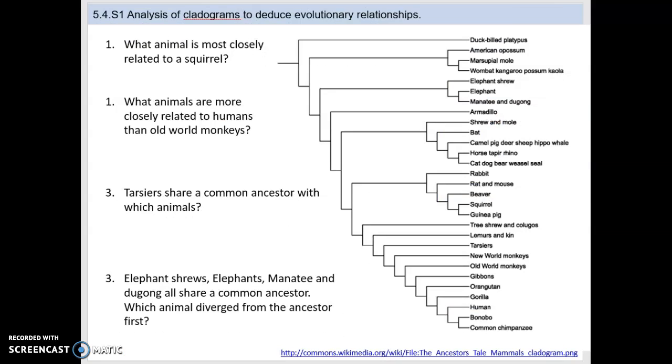You could have questions where you've got to be able to do analysis of cladograms to deduce the evolutionary relationships. If we look on here, it says which animal is most related to the squirrel. Over here we've got squirrel. You can see they had a common ancestor, and on the other side it's a guinea pig. So obviously this one is going to be guinea pig.